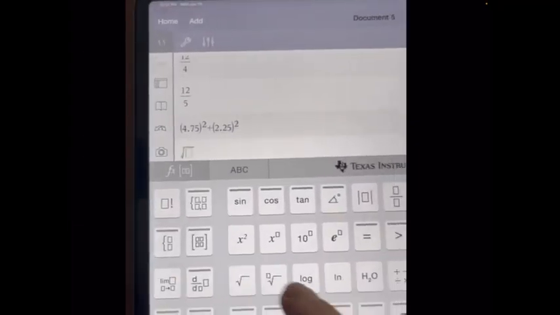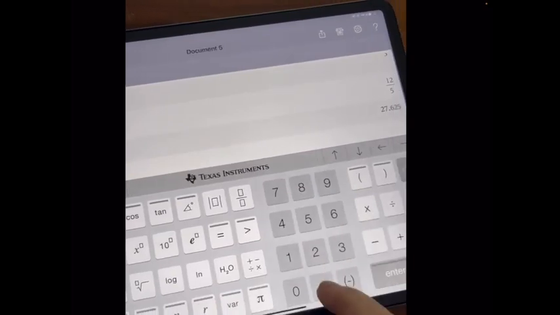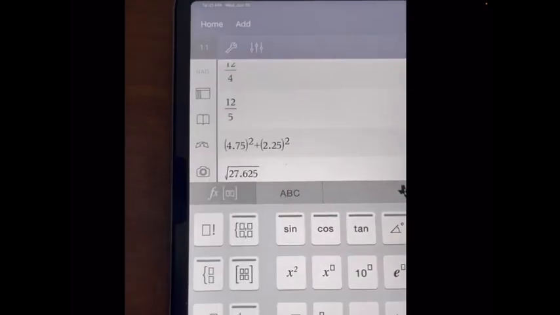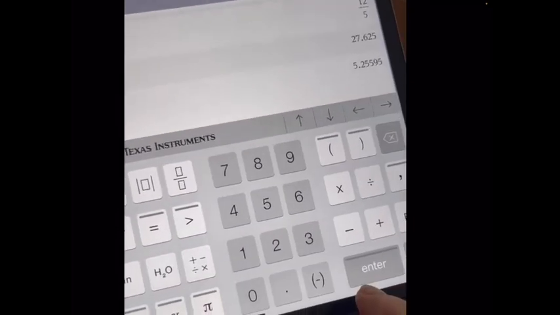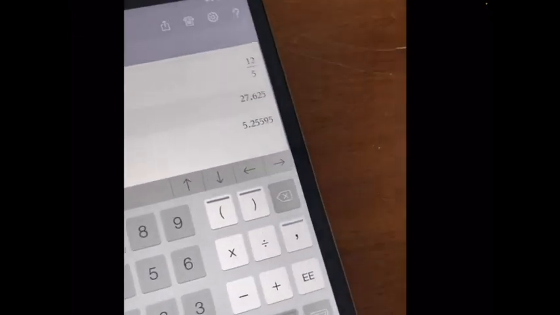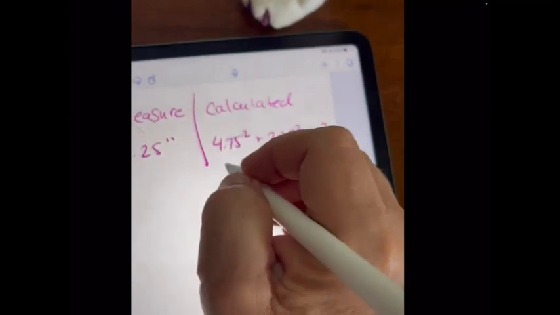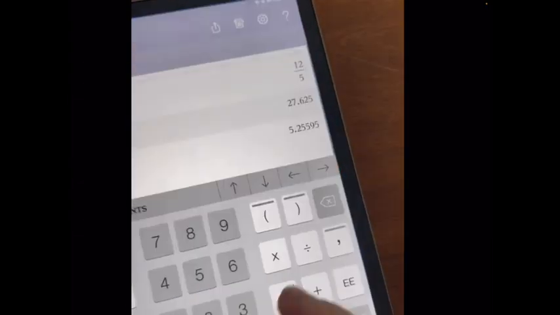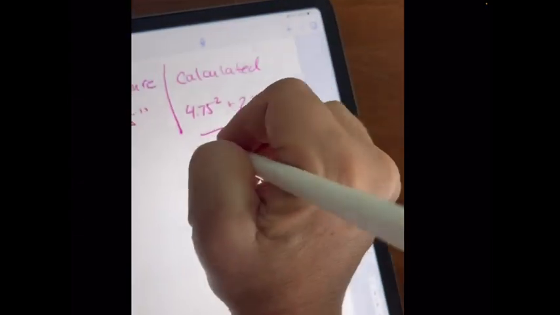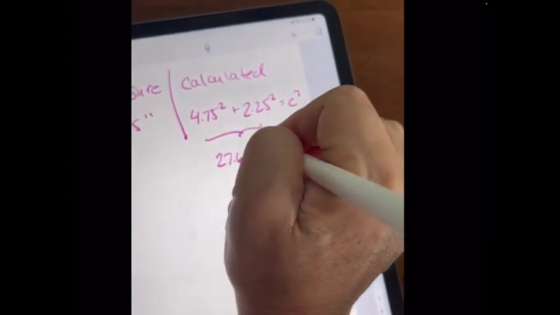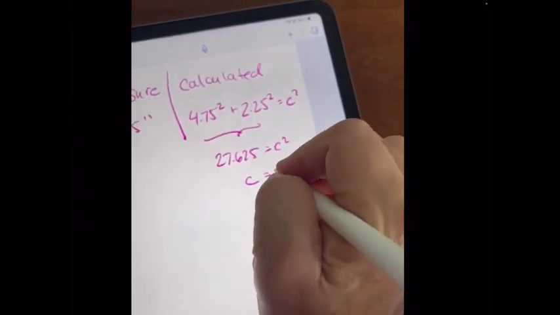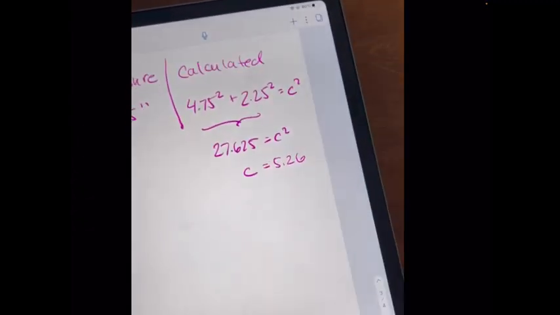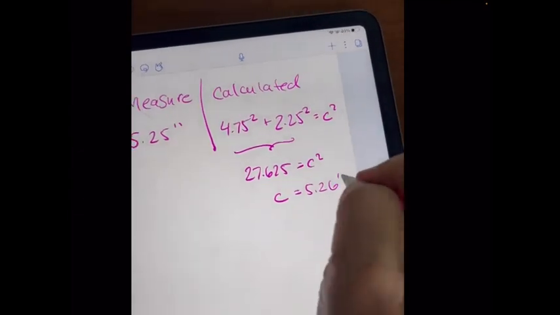I need to find the square root of that, 27.625, and I'll tell you why in a second. I get about 5.26. The reason I did that was because, remember, we got 27.625, and my C is equal to 5.26. And you have to explain why the difference.